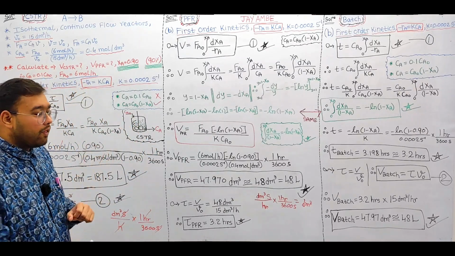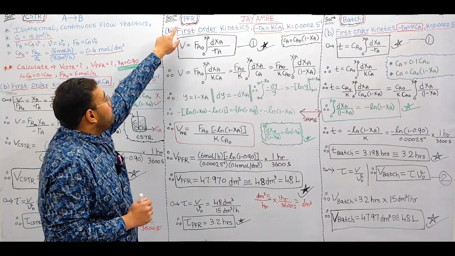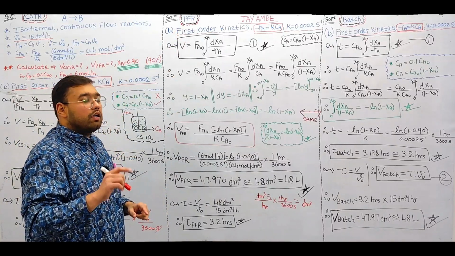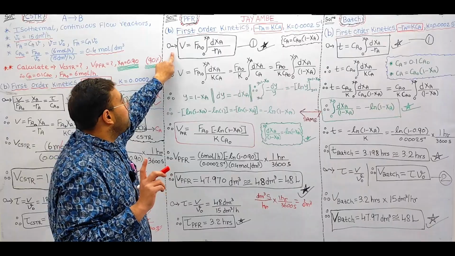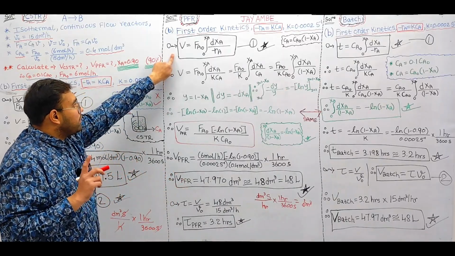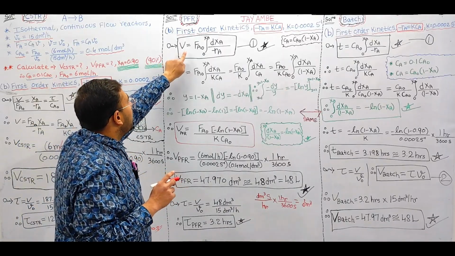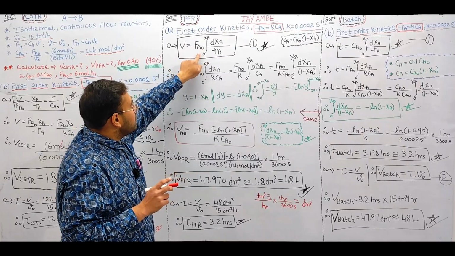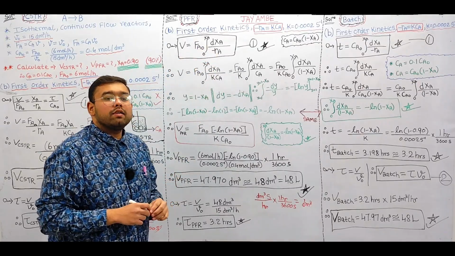we'll try to compare. So for the plug flow reactor, the first step is to write the performance equation of the plug flow reactor. The performance equation of the plug flow reactor is indicated as V is equal to F naught integration of 0 to XA dXA upon minus RA, right?